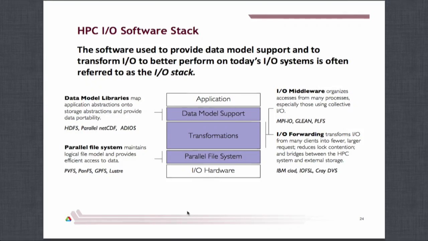Now to give some examples of what pieces of software might make up parts of your software stack, just to give some names here. The things that handle your data models are going to be HDF5, Parallel netCDF, ADIOS. There are others out there as well, like Silo or PIO. The transformations are usually done by those pieces to some extent, but we expect the heavy lifting to be done in a middleware layer, which includes things like MPI-IO. So that's the I/O function calls in the MPI standard. There are other things like Glean and PLFS that we'll talk about a little bit.